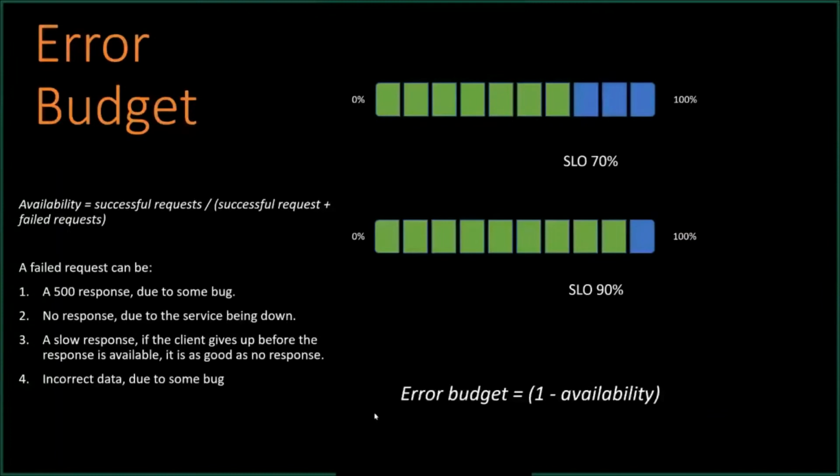So error budget is nothing but 1 minus availability. That's what the math says. If you have a 99.9% SLO, then that 0.1% is the error budget.